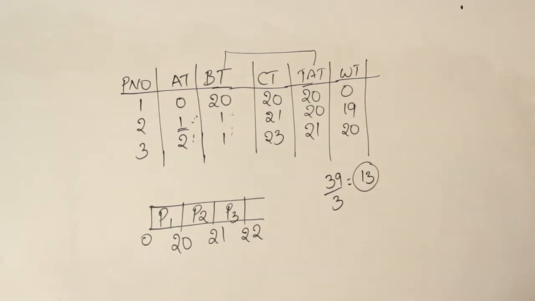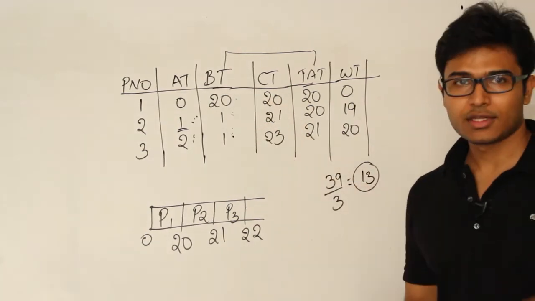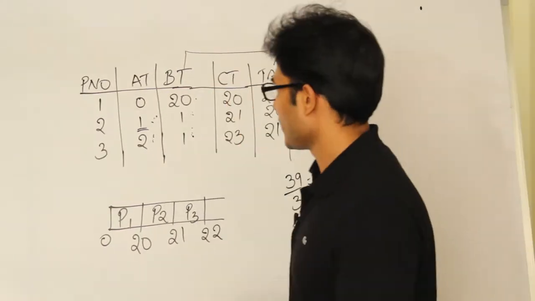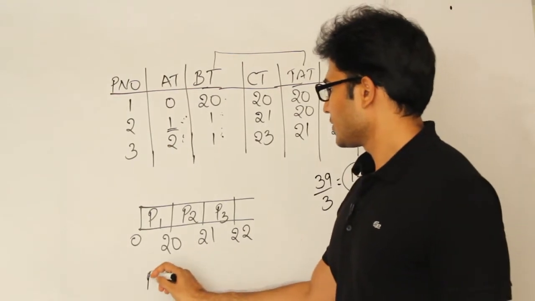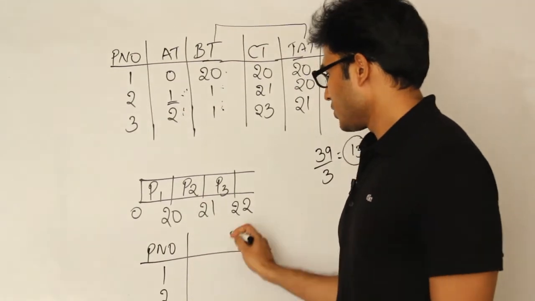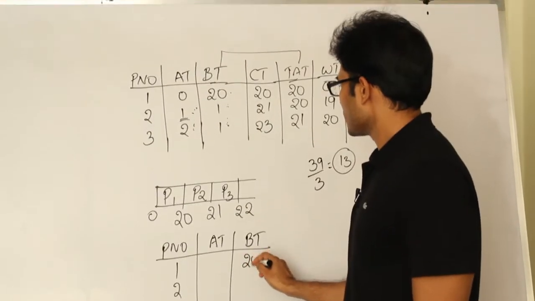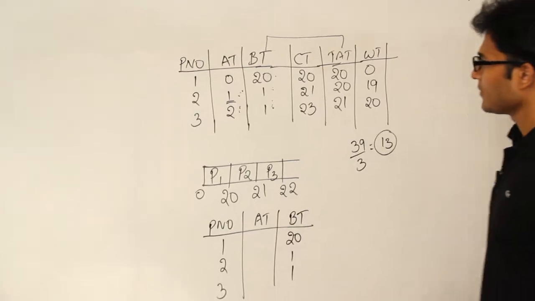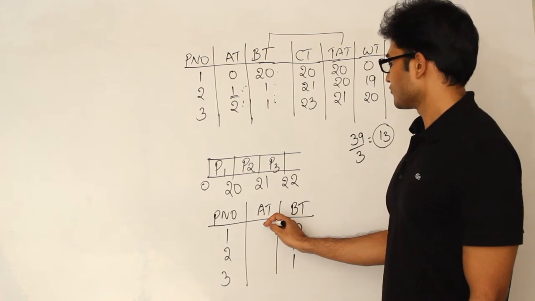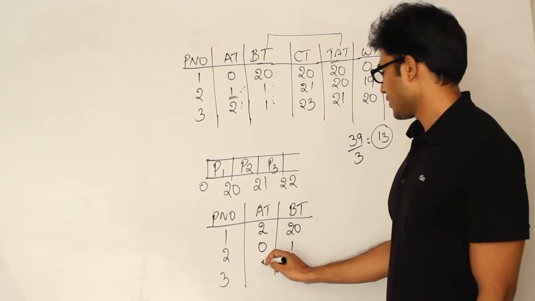Now if I give you a different example where this long process arrived last, you can definitely see that the average waiting time is going to be better. Why don't you take that and see. Let us say the same processes 1, 2 and 3, with the same burst times of 20, 1 and 1, but only the arrival times are different. P1 arrives at time unit 2, and the others arrive at 0 and 1.